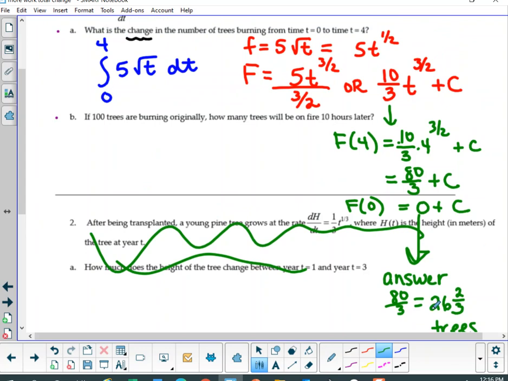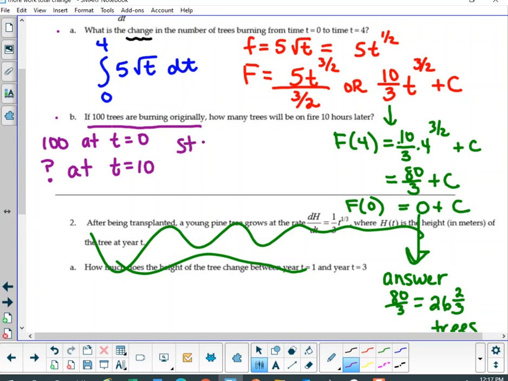Integrate a rate of change, and we get total change. Okay. That was our one style of problem. We did that over and over again for different intervals of change. Second problem. We have a starting value. If 100 trees are burning originally, so we have 100 at t = 0, we want to know how many we're going to have at t = 10.